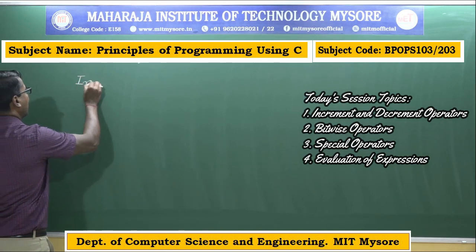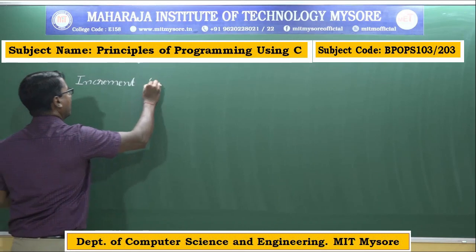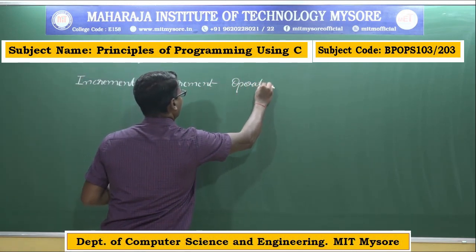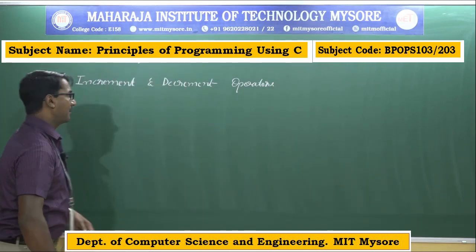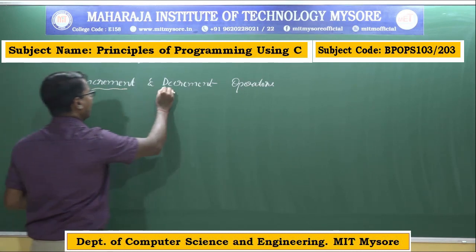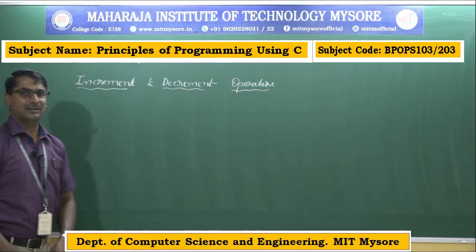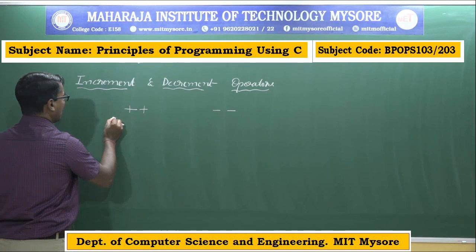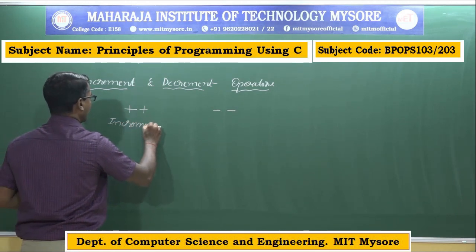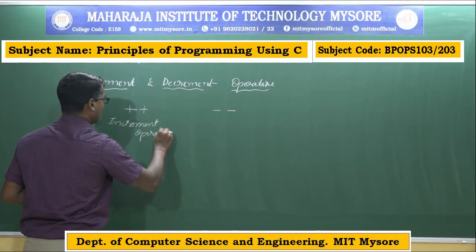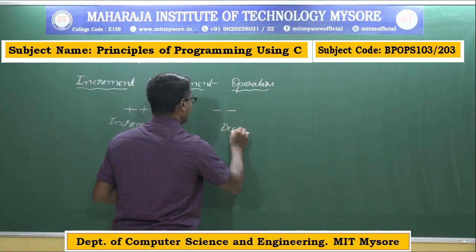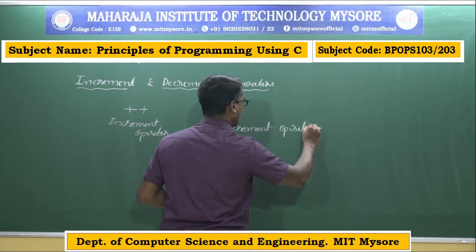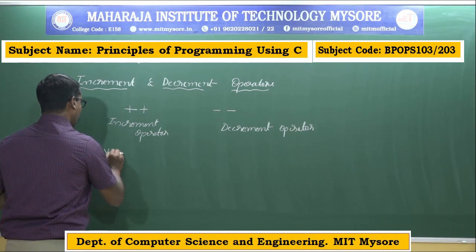One operator type is the increment and decrement operator. This is a special type of operator available in C language. These operators are not available in some other languages. The operators are plus plus and minus minus. The plus plus operator is called the increment operator. Minus minus is called the decrement operator.